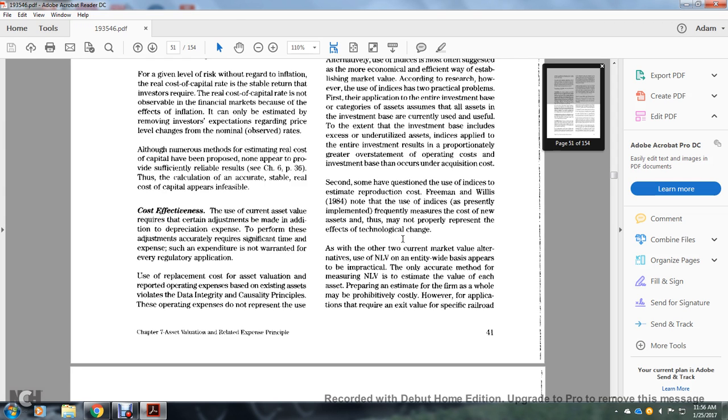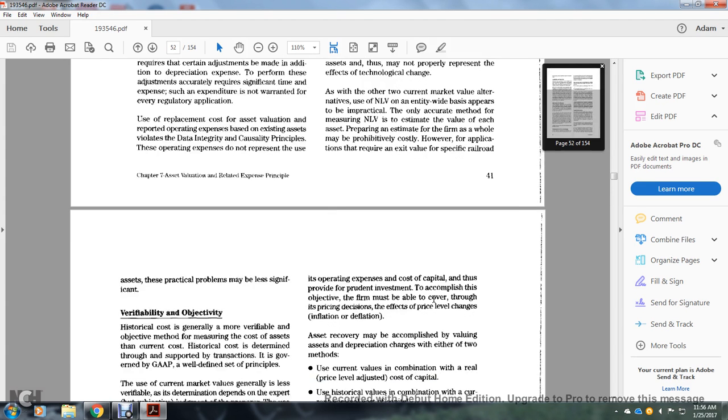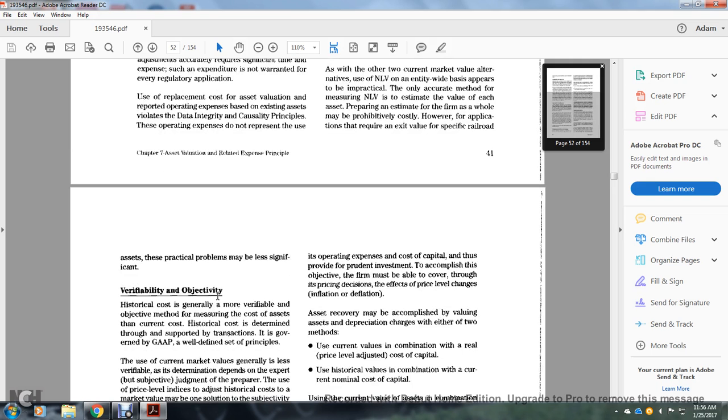The other two current market value alternatives, net liquid value and the wide base, appear impractical. The only accurate method for measuring net liquid value is to estimate the value of each of the assets. Preparing the estimate for the firm as a whole may prove prohibitively costly. However, for an application that requires the existing value of a specific railroad asset, the practical purpose problems may be less significant.